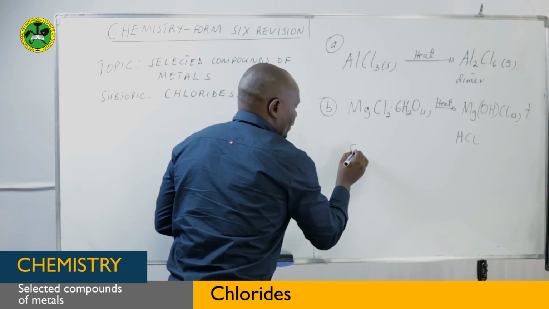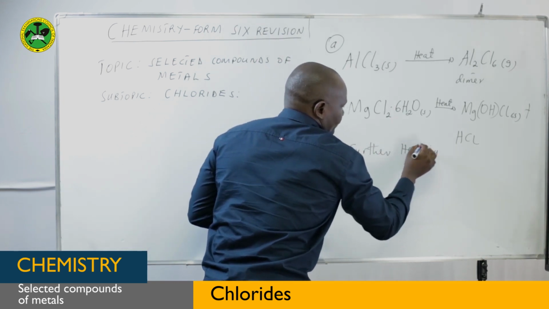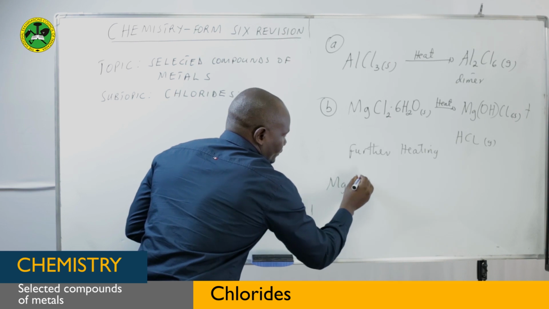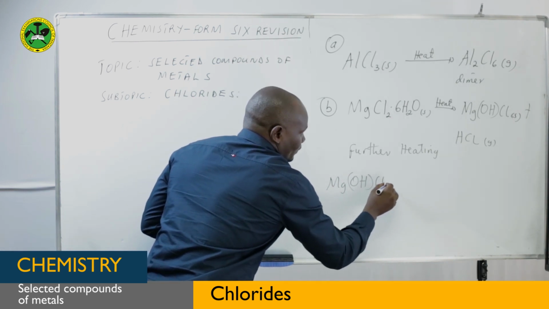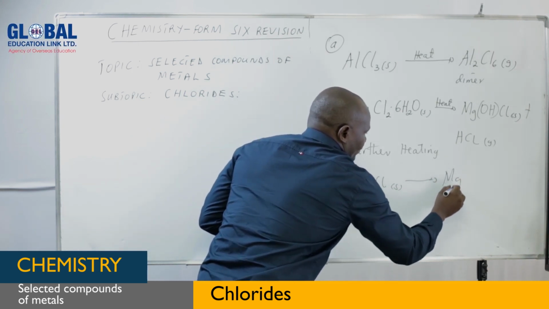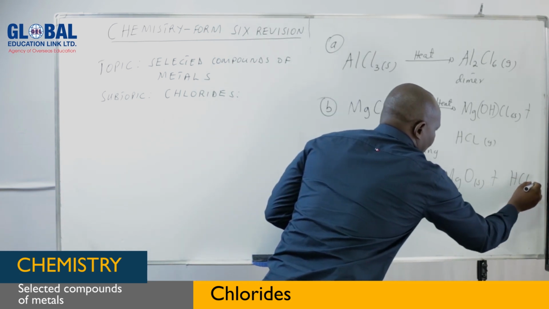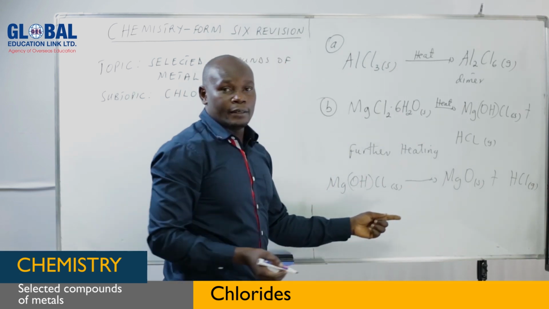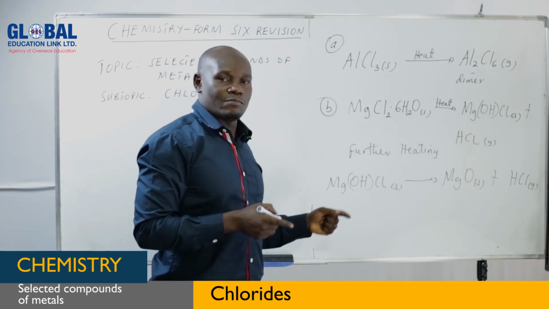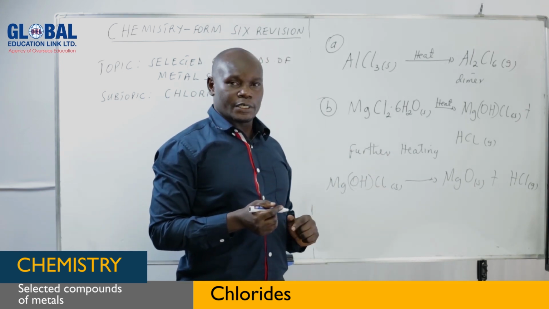But further heating, you may think of further heating. This is a guess. Further heating of basic magnesium chloride results in the formation of magnesium oxide, plus hydrogen chloride, which is a gas. So do you see, at the end the product is magnesium oxide and not anhydrous magnesium chloride. So that is how you are supposed to answer that kind of question.